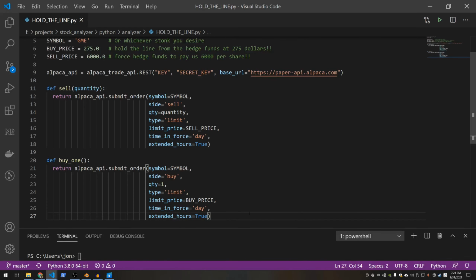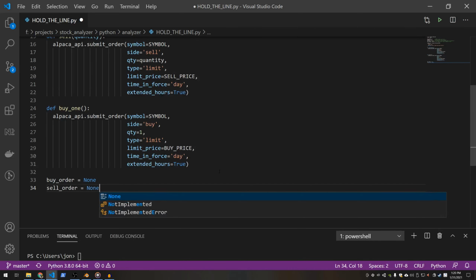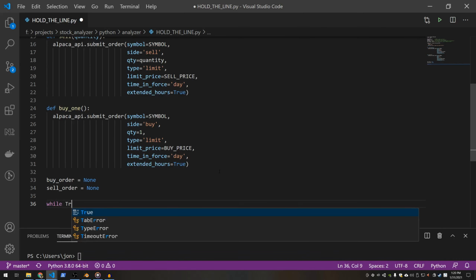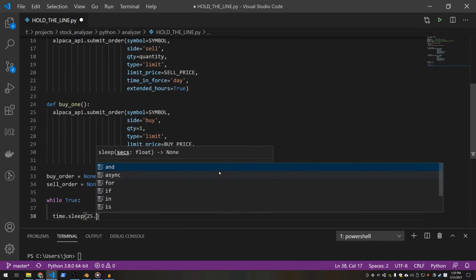Okay, so now we get to the heart of our algorithm. I'm going to set up some variables to track our buy order and our sell order. We'll only ever have one of each for this particular algorithm. And then I'm just going to set up an infinite loop that sleeps for 25 seconds in between each iteration.